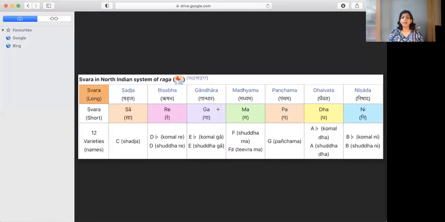Now, from these Re, Ga, Ma, Dha, Ni, only Re, Ga, Dha, and Ni can become Komal. And Ma can only become Tivra. So that makes it 12 swaras in all: Shuddha 7 swaras and 5 Vikruta swaras. I'll show you how Komal and Tivra swaras are sung.